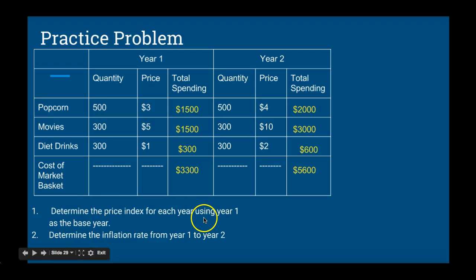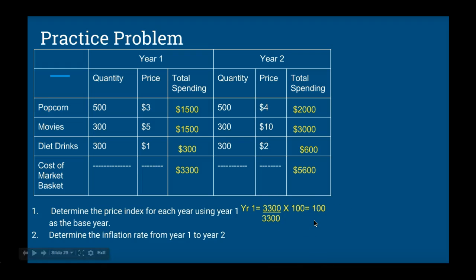And I told you in the directions that I'm using year 1 as my base year. So to determine the price index for year 1, I have to take the year I'm interested in. The total cost of the market basket is 3,300, and I'm dividing by the base year, which is also year 1, so it's 3,300. So 3,300 divided by 3,300 times 100 will tell you the price index for year 1 is 100. And you will always find that the price index for the base year will always be 100, because you're basically dividing by the same number and multiplying by 100.